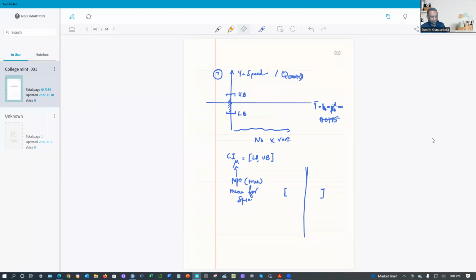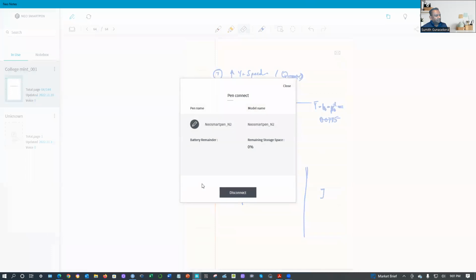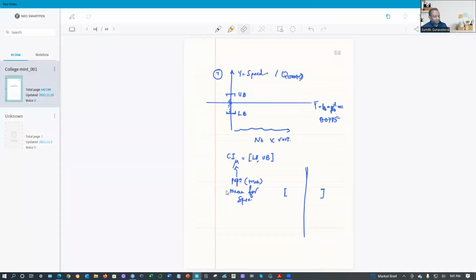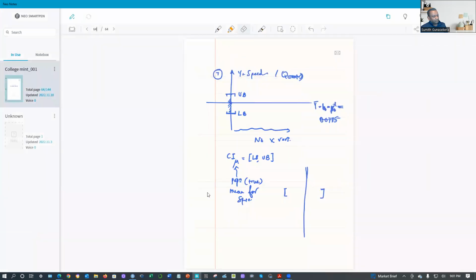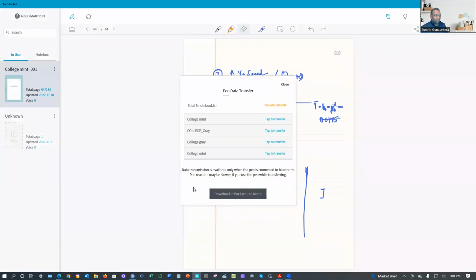Anything else to see. Disconnect this one first. Okay. Disconnect and connect. Should work. Yeah, should work.